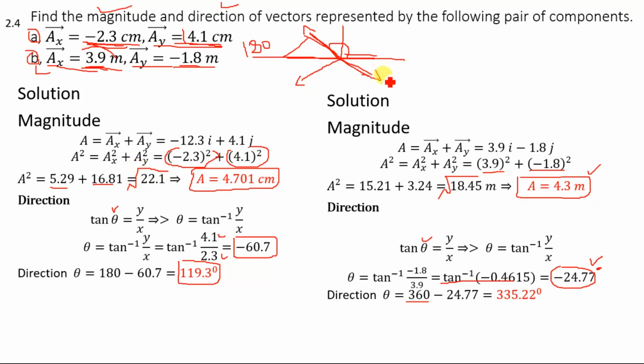So when this lies in the fourth quadrant, we will subtract this value from 360 degrees. By subtracting this value from 360 degrees, we will get 335.22 degrees. So this will be the angle or direction which is required in the answer. That is 335.22 degrees. That is the required answer.